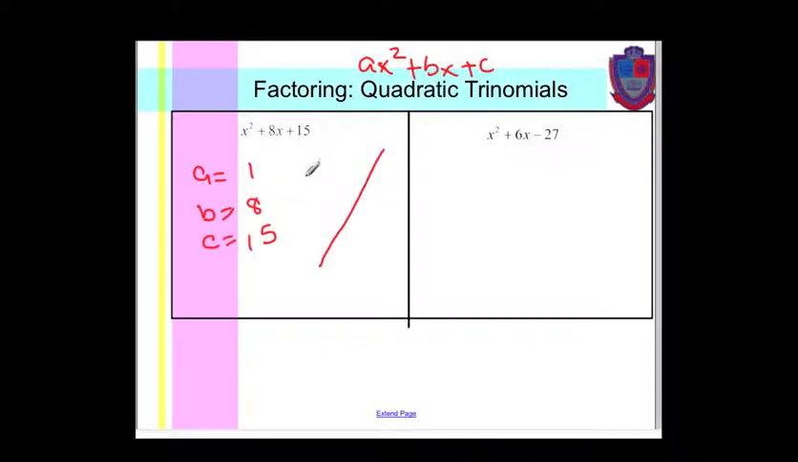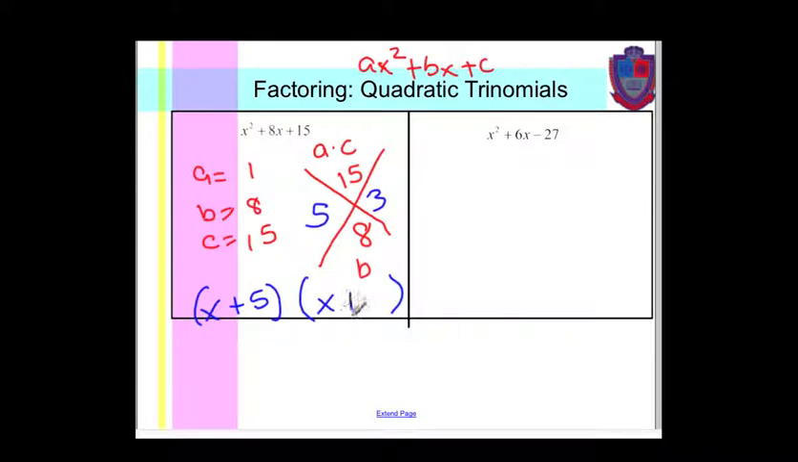Now, the x method, as you may remember from 9th grade. In the top, it's always A times C, and in the bottom, it's my B term. So A times C is 1 times 15, which is 15, and my B term, which is 8, goes in the bottom. So think of two numbers that when you multiply, you get 15, but when you add, you get 8. That's 5 and 3. 5 times 3 is 15. 5 plus 3 is 8. And then all we're going to do is factor these out into factored form. So this becomes x plus 5, and the other one is x plus 3.